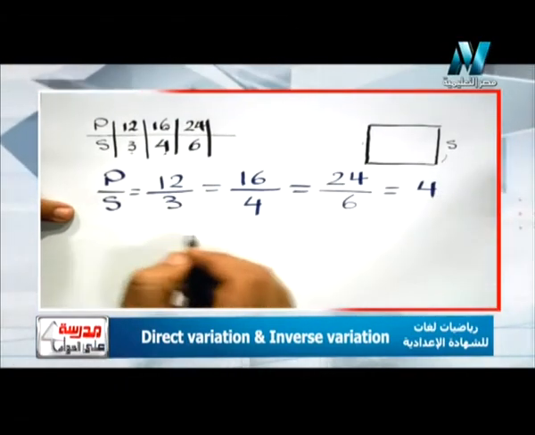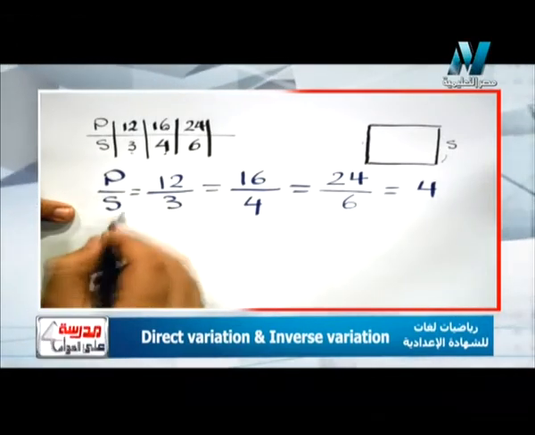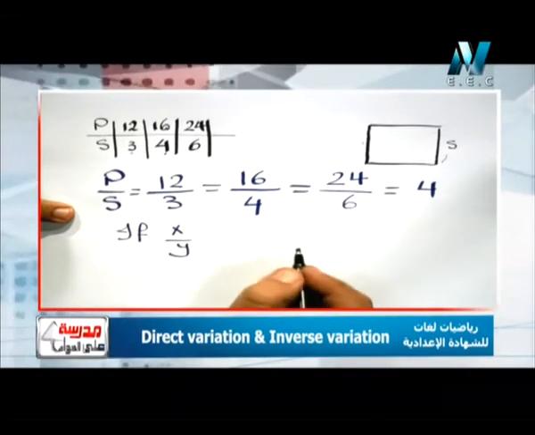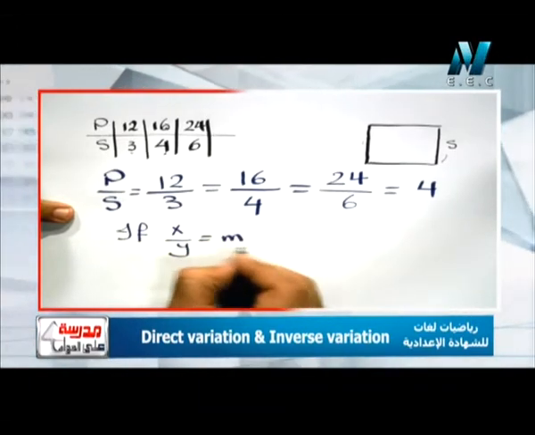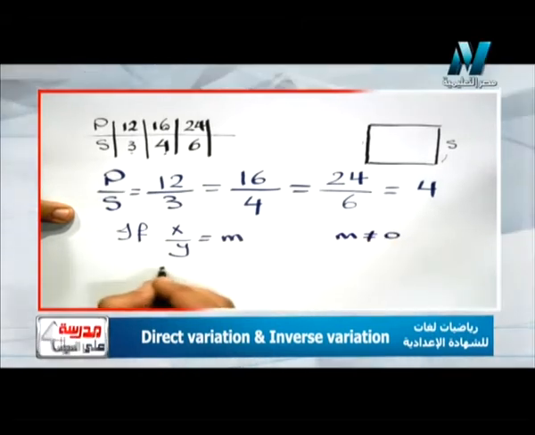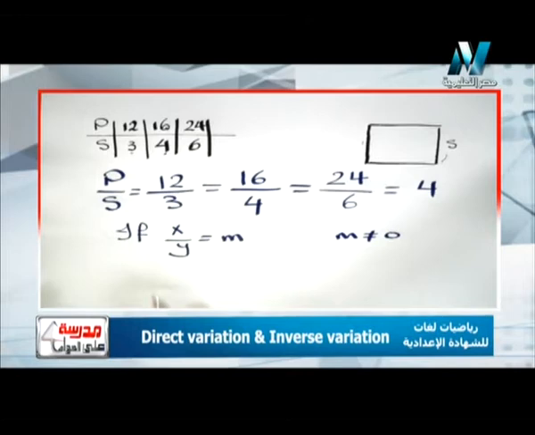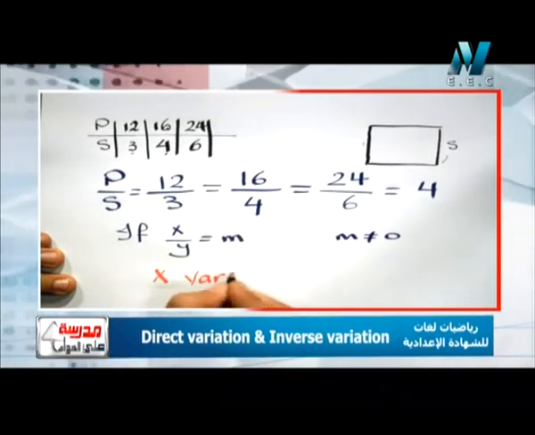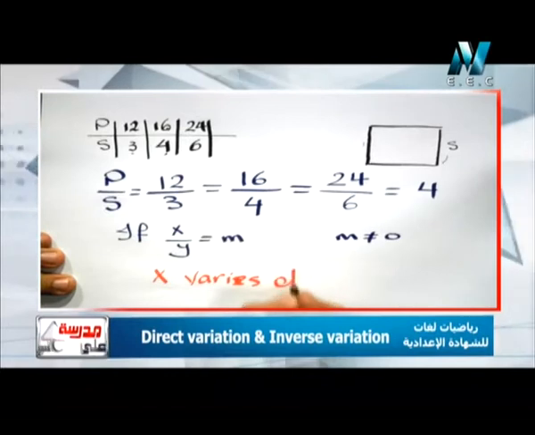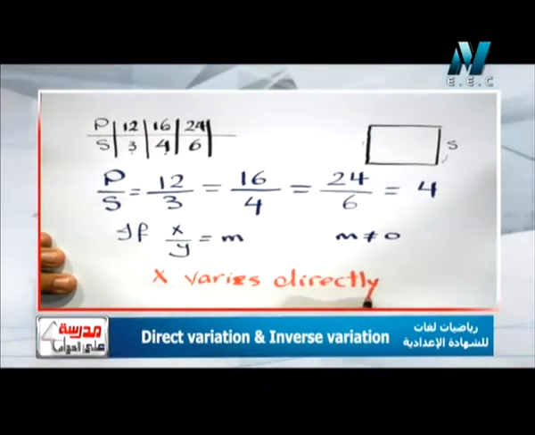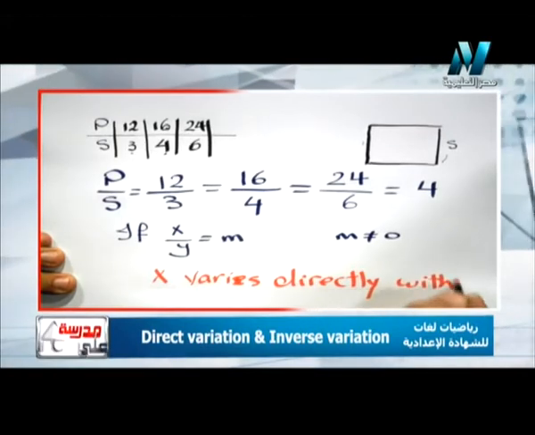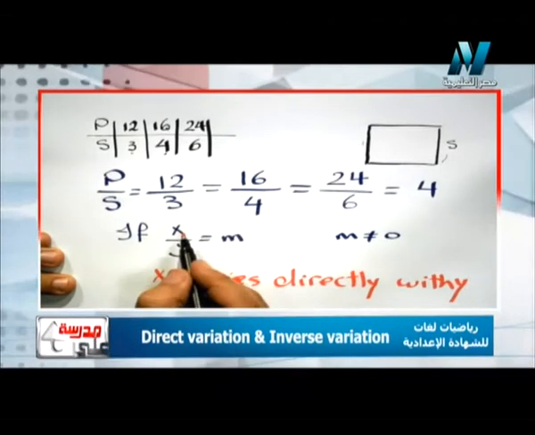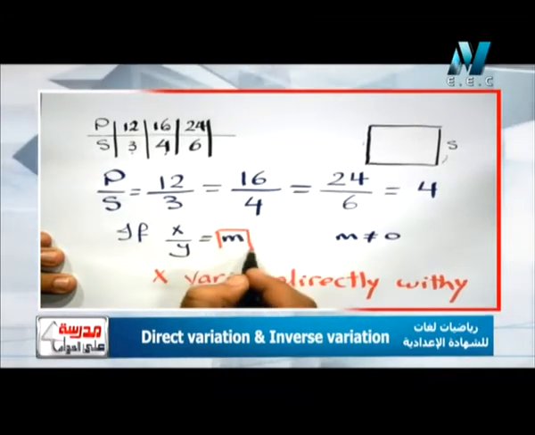So عندي definition مهم جدا دلوقتي، ان انا if the ratio between two variables x over y equals a fixed constant m, where m doesn't equal 0, the definition بتاعي بيقول لي this means that x varies directly with y. X varies directly with y means that the ratio between x and y equals constant m, where m doesn't equal to 0.